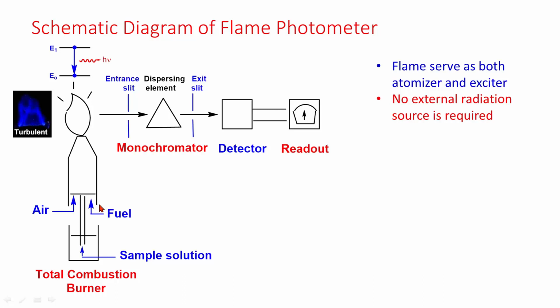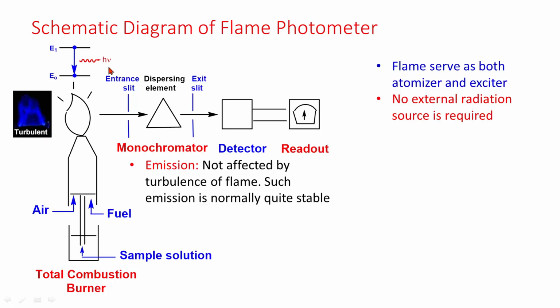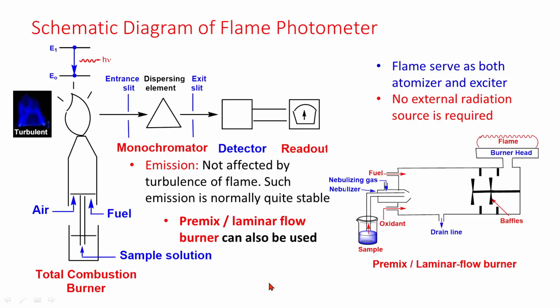Flame in total consumption burner is turbulent. Emission is not affected by the turbulence of flame. Such emission is normally quite stable. Premix or laminar flow burner can also be used in place of total consumption burner.